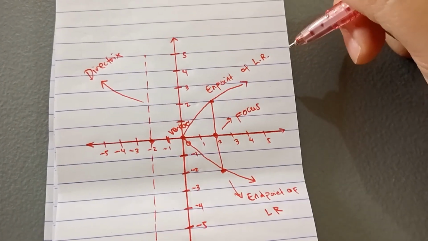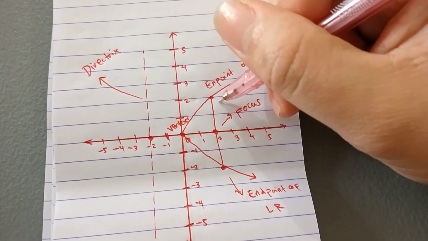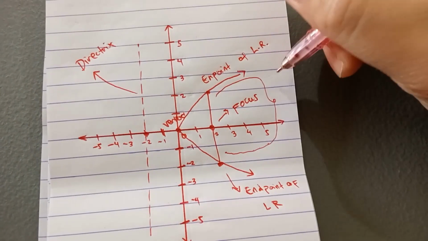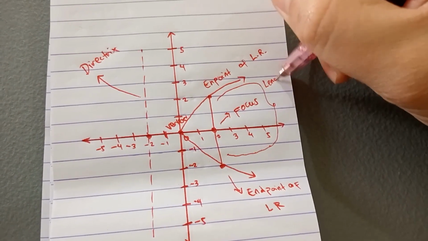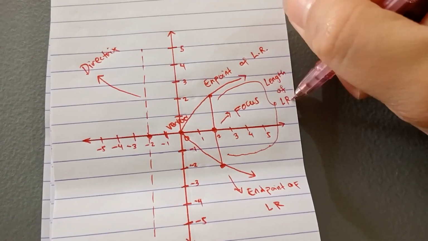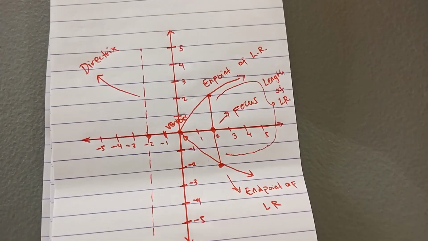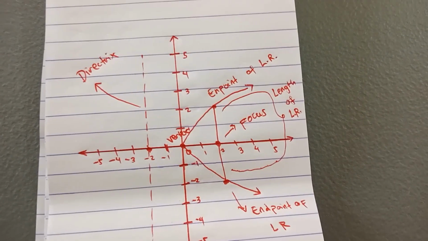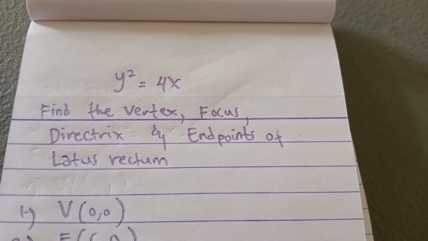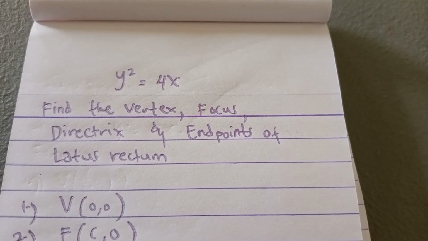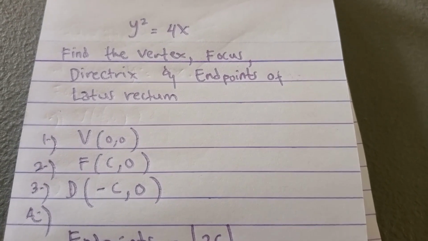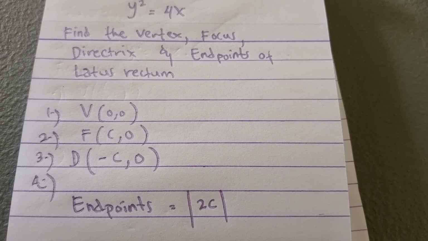Last, we have the length of the latus rectum, from the first endpoint to the second endpoint of the latus rectum. That is known as the length, yung haba ng kanyang latus rectum. In order for you to understand our discussion better, let's have an example. Shall we say we have this problem, y squared equals 4x. We are tasked to find the vertex, focus, directrix, and endpoints of the latus rectum.